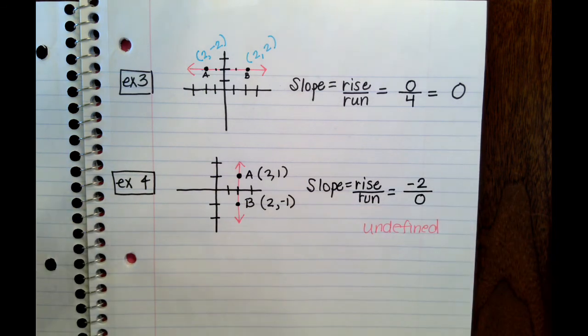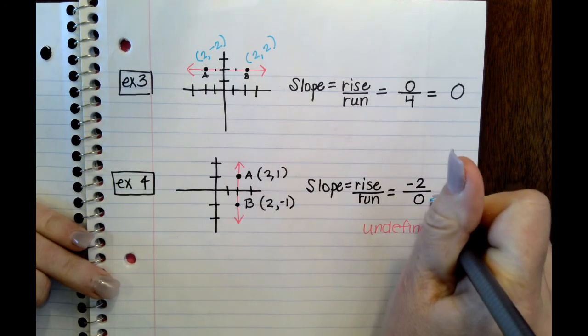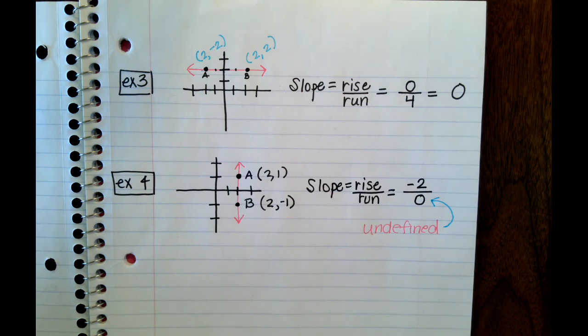And the reason for that is because of this 0 in the denominator. We cannot have negative 2 over 0. You cannot have that many zeros, right? We cannot have a denominator of 0. So in this case, what we do to define it the best way we can is say that it can't be defined. We call that type undefined.